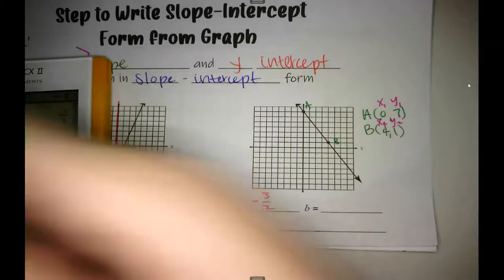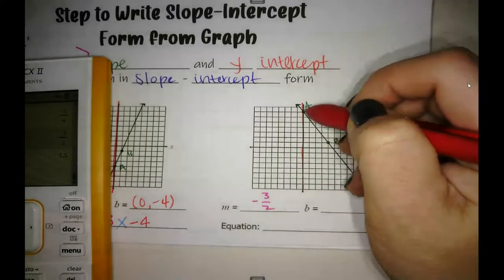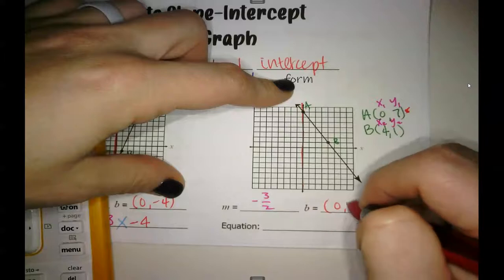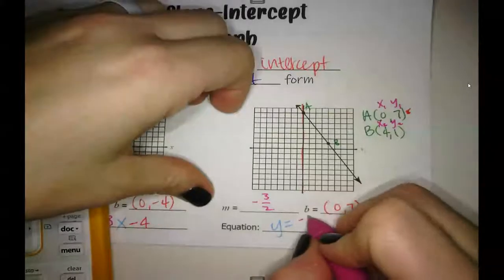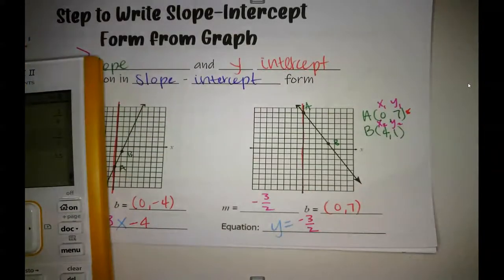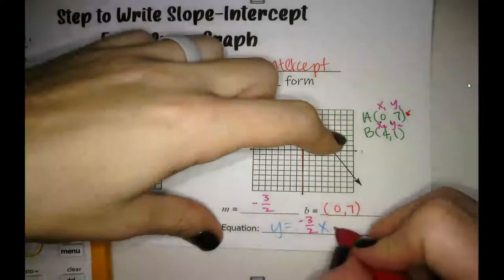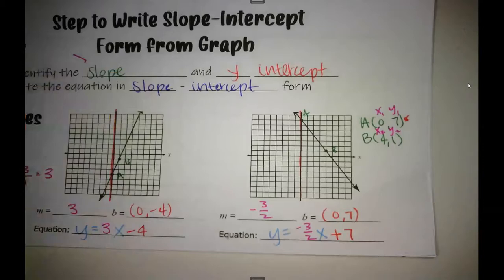Okay, let's identify our y-intercept, where it crosses our y-axis, which is at point A. So again, 0, 7. This was given to us. y equals m of -3/2, x plus b, plus 7. See how this is positive? That's why it's a +7.